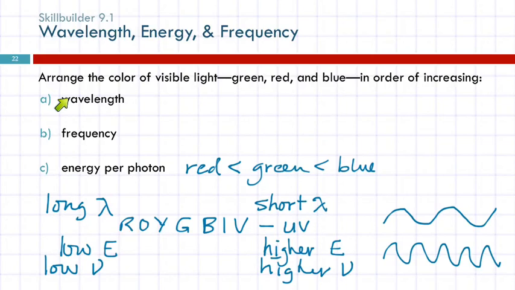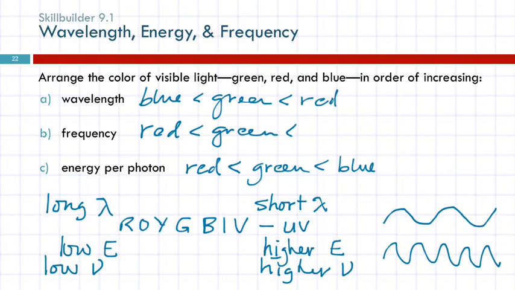So in terms of wavelength, order of increasing, so I'm looking for shortest wavelength. Blue. This is the short wavelength end. So blue is the shortest wavelength, and then what? Then green, and then red. How about frequency? Short frequency or low frequency? Well, that's this end. Low frequency, so it's going to be red, green, blue. Any questions?